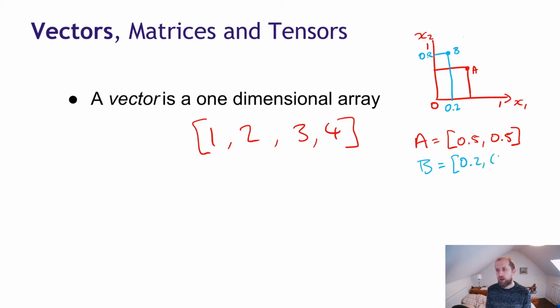In general, we can define any point by this vector x1, x2. So we can represent any point on this 1 by 1 square by this vector x1, x2. So reasonably straightforward.